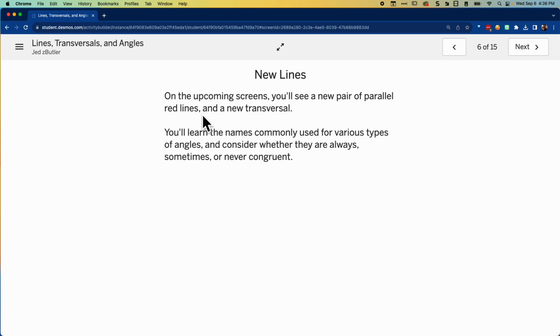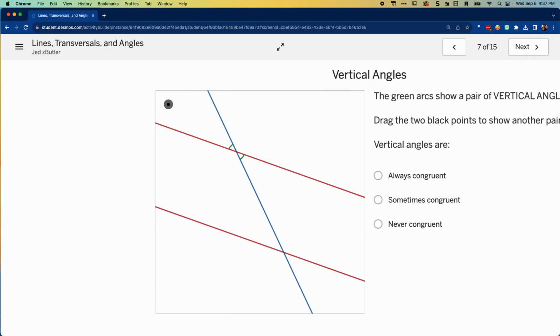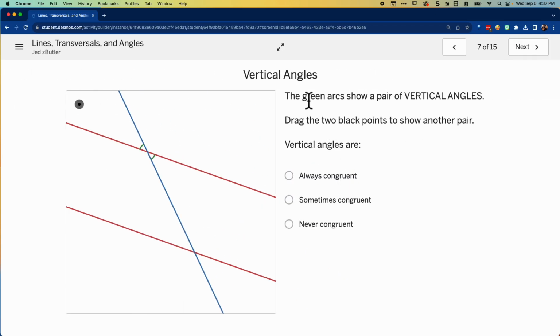On the upcoming screens, you'll see a new pair of parallel red lines and a new transversal. You'll learn the names commonly used for various types of angles and consider whether they are always, sometimes, or never congruent. Ooh, let's see what happens.